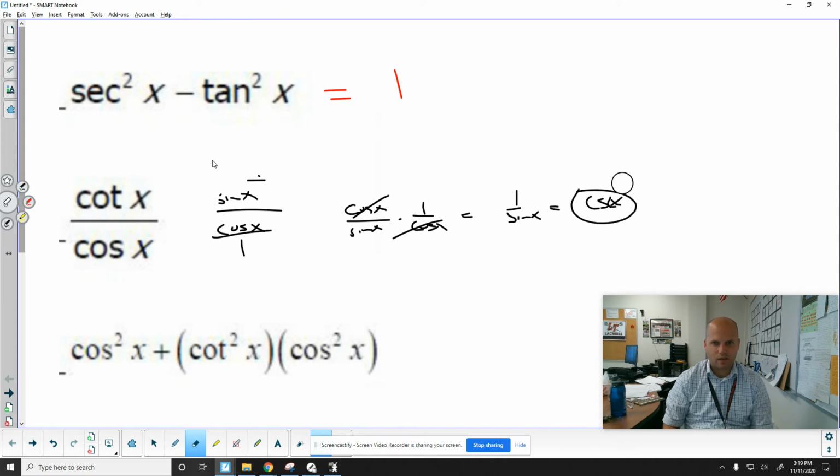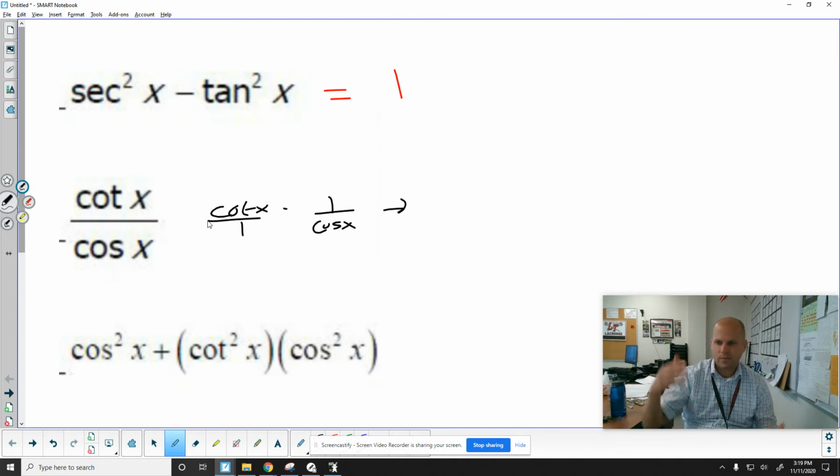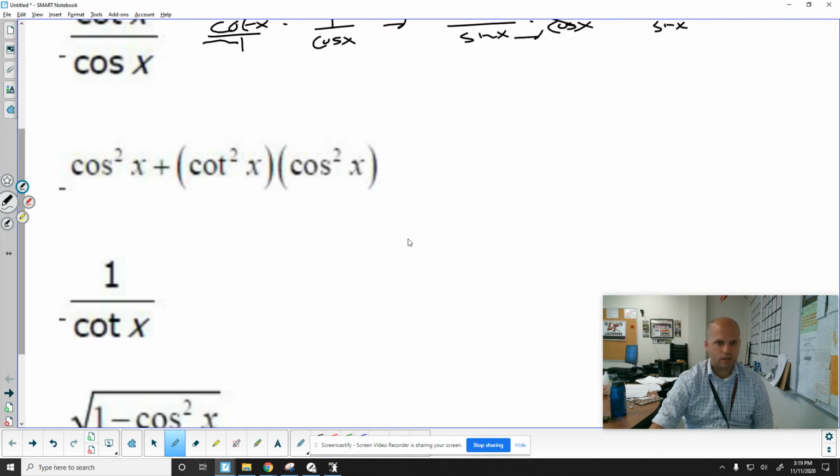It depends. I sometimes like to rewrite things like this as cotangent x times 1 over cosine x, just to keep everything on one level. That way I don't have fractions inside of fractions. Cotangent is cosine over sine, so I turn it into cosine x over sine x times 1 over cos x. If you multiply these across, that'd just be one fraction, and you can cancel the cosines. It's no big deal. Again, giving you 1 over sine, which is cosecant. Okay, so that's the next one.